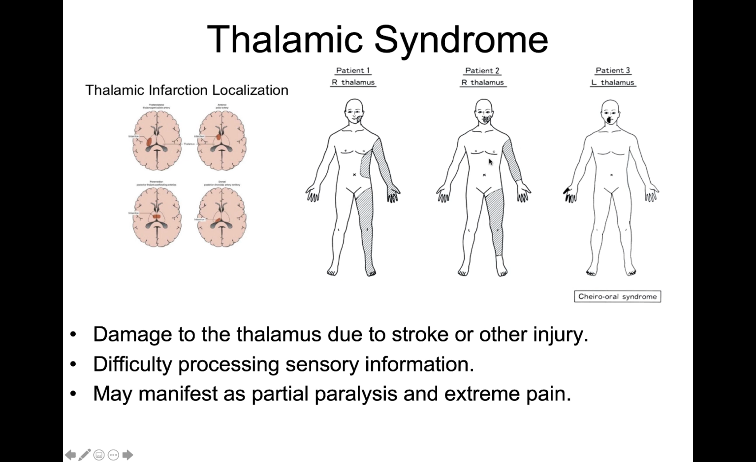So in patient 2, the right side of the thalamus is damaged, and in this case there's paralysis in these 2 areas. And if there is damage to the left side of the thalamus, maybe they lose sensation in their finger. So there are different things that can happen if you damage the thalamus, because the body doesn't know what to do with the information that's coming in, and there's no relay center that can distribute the information to the right areas of the brain. So this person is going to have difficulty processing sensory information, and the damage can result in partial paralysis or extreme pain.